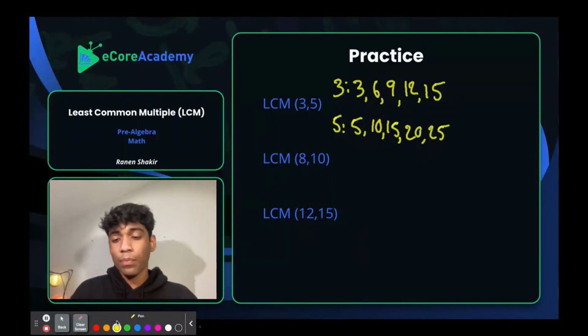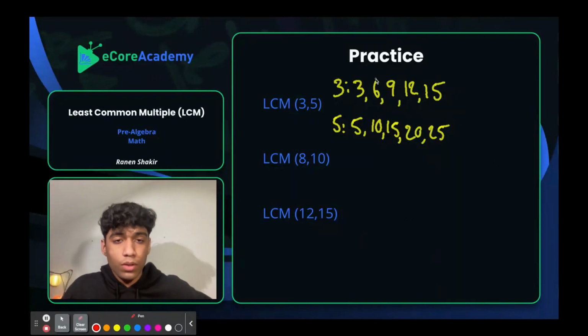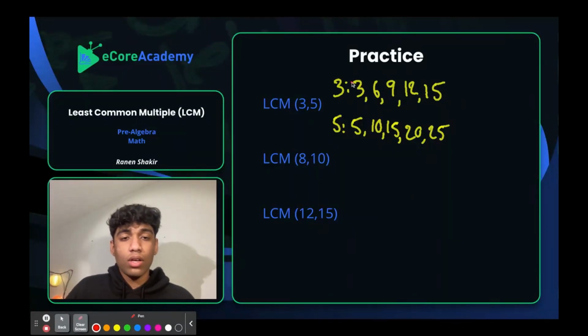All right, so let's start with some crossing out and see what doesn't work. Right off the bat, if you look at the multiples of 3, none of these are going to work because if you remember our divisibility rules, none of these numbers end in 5, so they're not going to be divisible by 5.